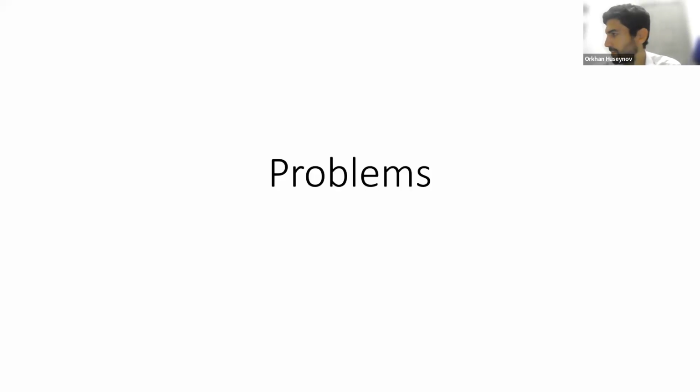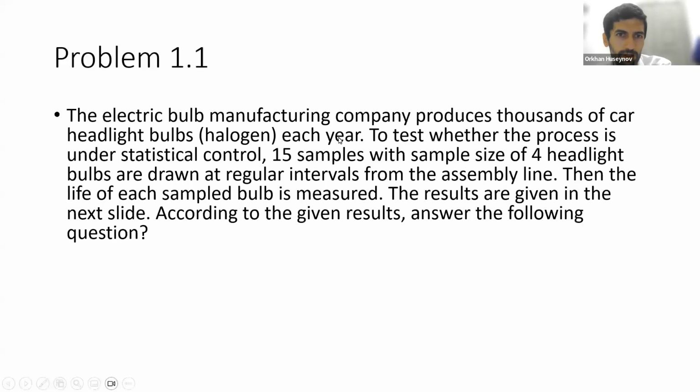Hello everyone. So here today I will talk about problems for the variable control chart. The first problem is that we have a bulb manufacturer that manufactures car headlight bulbs, and so they are manufacturing thousands of car bulbs, so lots of them.